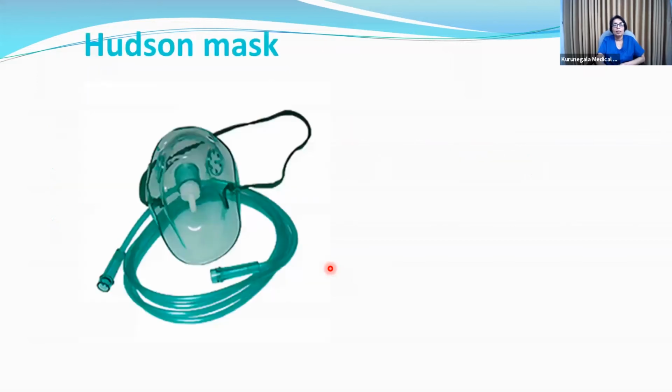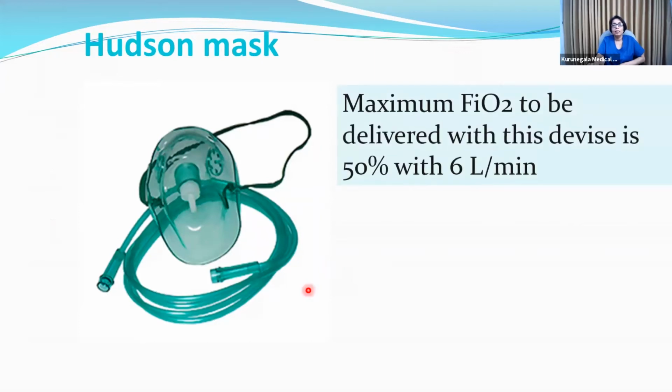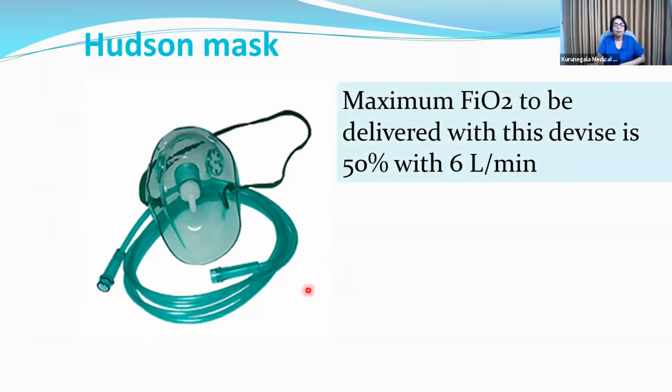This is a Hudson mask, another oxygen delivery system. Maximum FiO2 to be delivered with this device is 50% with a 6 liters per minute flow rate. Again, the FiO2 we deliver with this device also depends on the patient's breathing pattern and the flow rate.